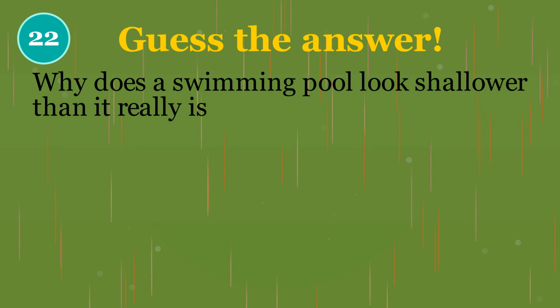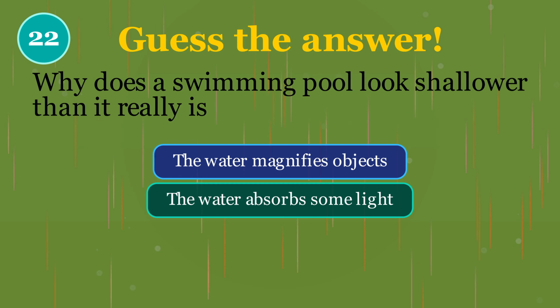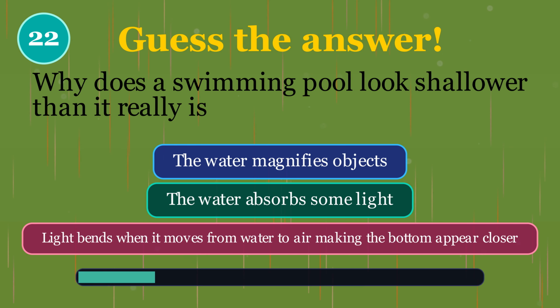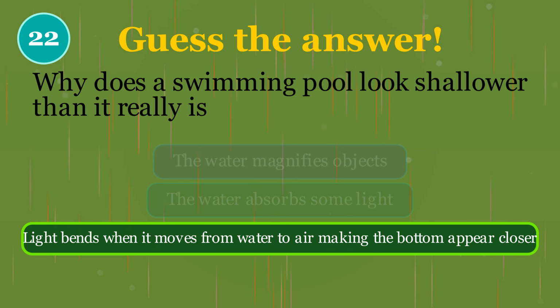Why does a swimming pool look shallower than it really is? The water magnifies objects. The water absorbs some light. Light bends when it moves from water to air, making the bottom appear closer. The correct answer is, light bends when it moves from water to air, making the bottom appear closer.